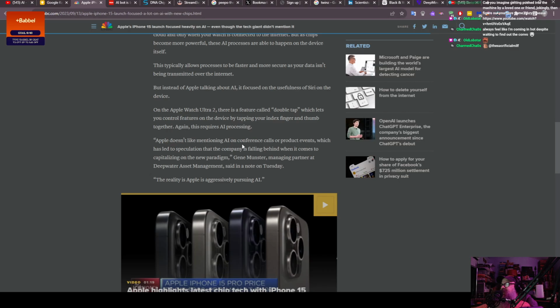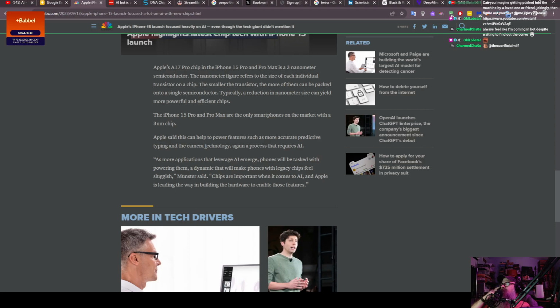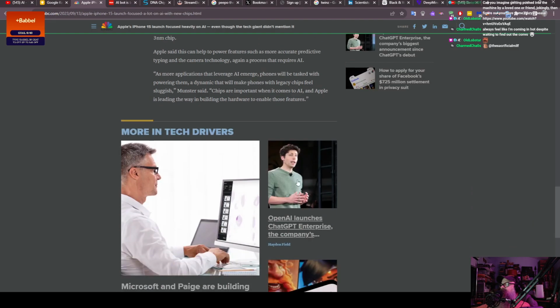Apple doesn't like mentioning AI on conference calls or product events, which has led to speculation that the company is falling behind when it comes to capitalizing on the new paradigm. The reality is Apple is aggressively pursuing AI. And I'm wondering what their motivation is. As more applications that leverage AI emerge, phones will be tasked with powering them, a dynamic that will make phones with legacy chips feel sluggish. Chips are important when it comes to AI, and Apple is leading the way in building the hardware to enable those features.